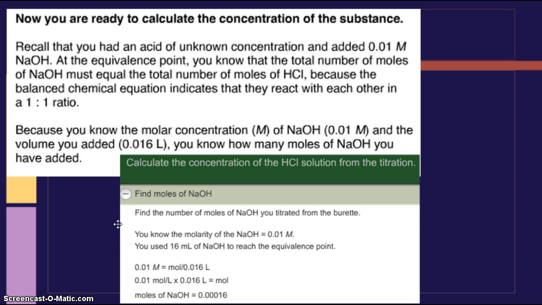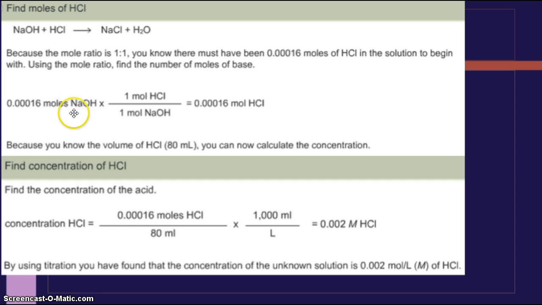So first we find how many moles of sodium hydroxide we have from the burette. We know that the molarity is 0.01. We use 16 milliliters, so moles per liter gives us our molarity, and then we can find our moles of sodium hydroxide to be 0.00016. And we know that the number of moles of sodium hydroxide equals the number of moles of hydrochloric acid because of the balanced chemical equation. The coefficients are both 1s, so the ratio is 1-to-1.